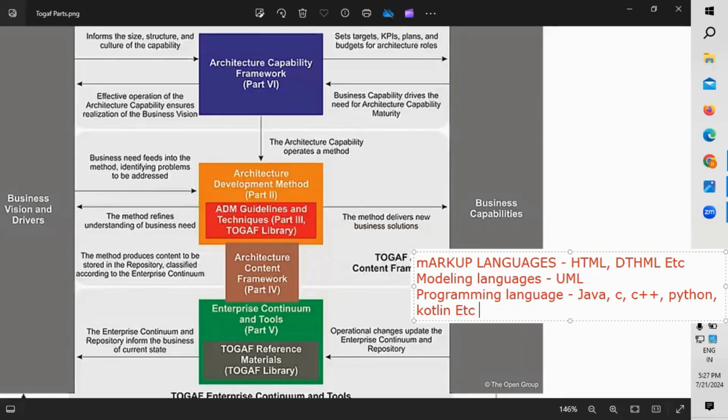At the same time, Python also has prominence nowadays, especially whenever we are working on data analysis projects, then Python is mostly used. Like that, we have Kotlin, Swift, Gosu, different programming languages. The next one is the query language.